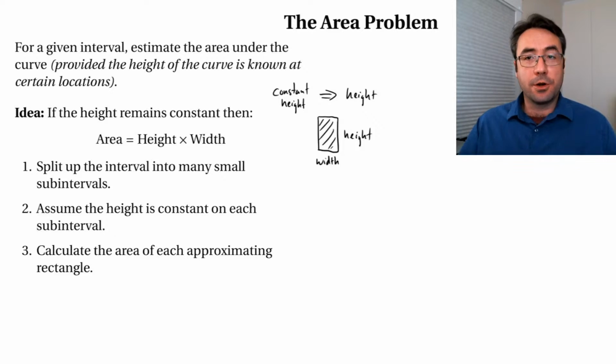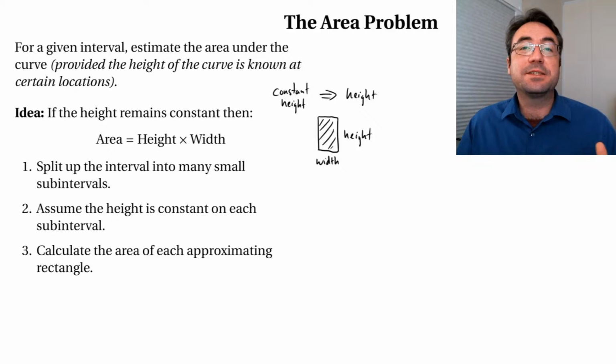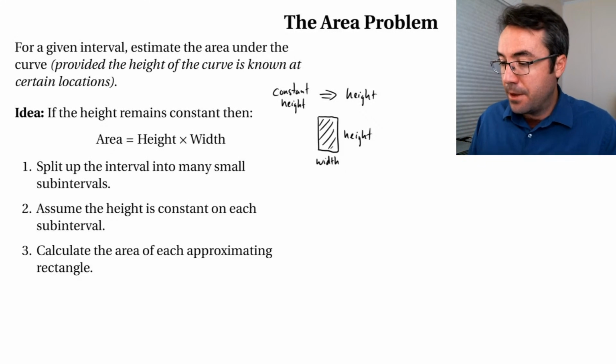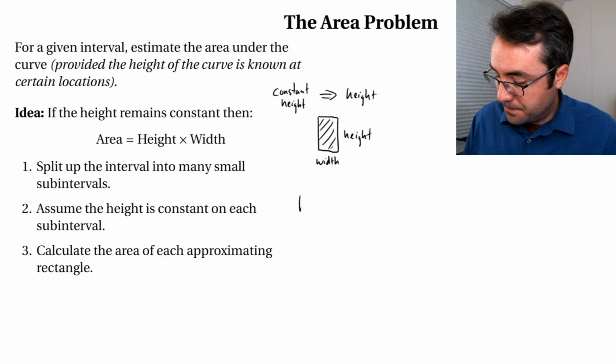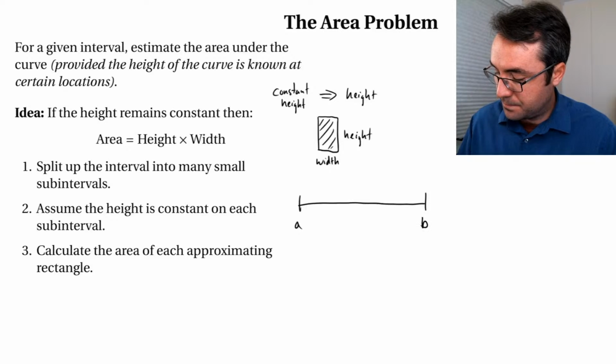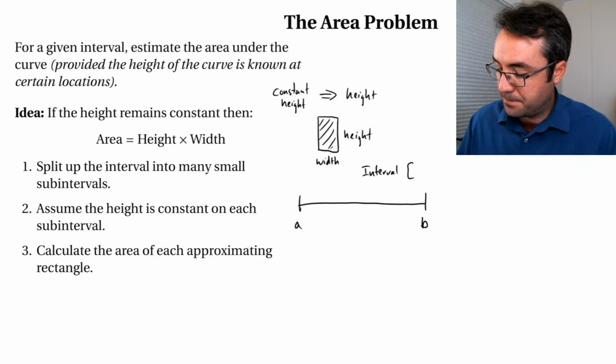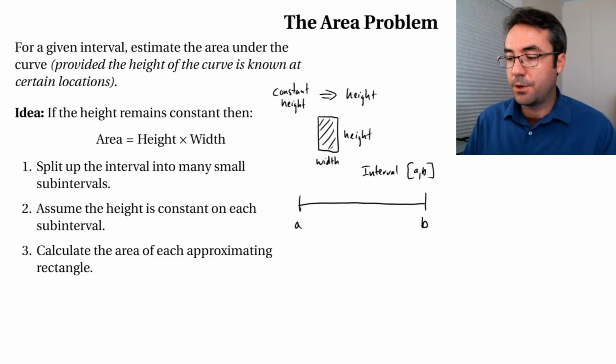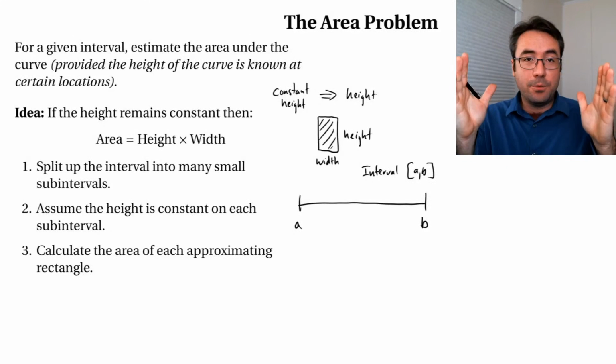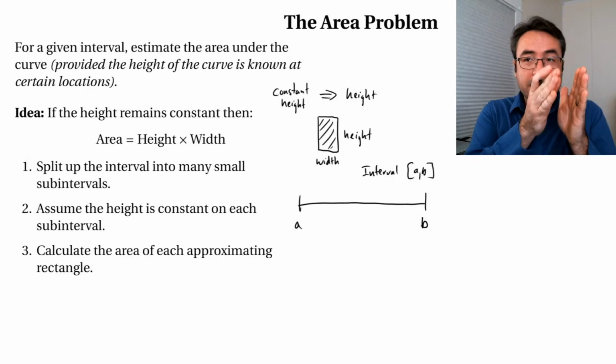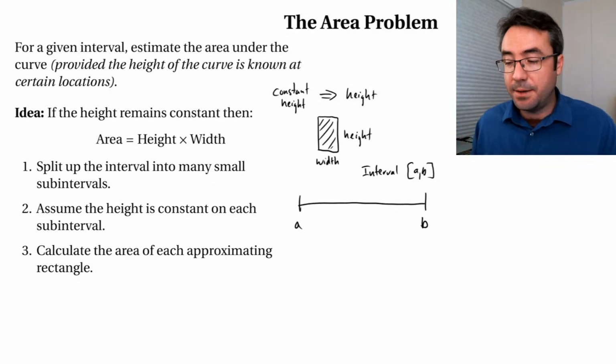So if we have a curve and we're interested in finding or estimating the area under the curve over a certain interval, let's say our interval is from A to B, what we're going to do is take that whole big interval from A to B, and slice it up into many tiny subintervals.